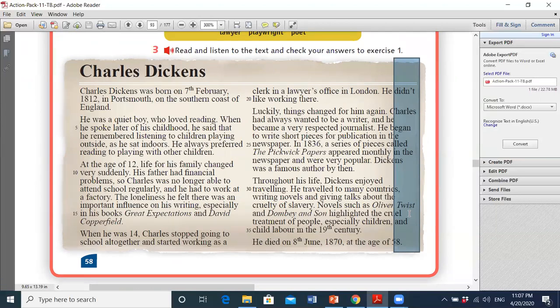He loved reading. Notice, what type of structure is this? Who loved reading? This is a clause that came after boy. Actually, this is an adjective clause that is modifying the word boy. Remember that. So, when he spoke later of his childhood, he said that he remembered listening to children playing outside as he sat indoors.